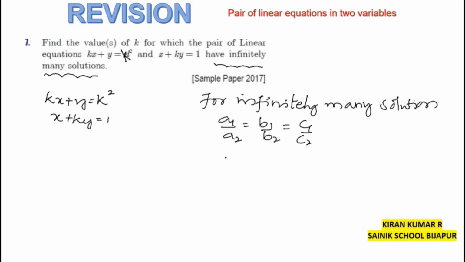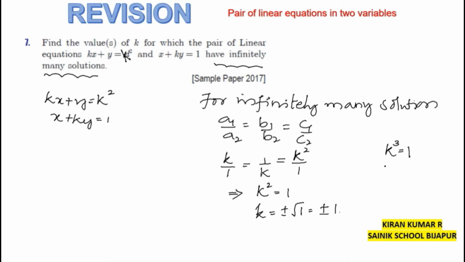Let us substitute the corresponding values. k upon 1 will be equal to 1 upon k. This will be equal to k square upon 1. If you cross multiply these two, we will be getting k square equal to 1. So the value of k is plus or minus root 1, nothing but plus or minus 1. Here, if you take these two, we will be getting k cube equal to 1. So the value of k is cube root of 1.